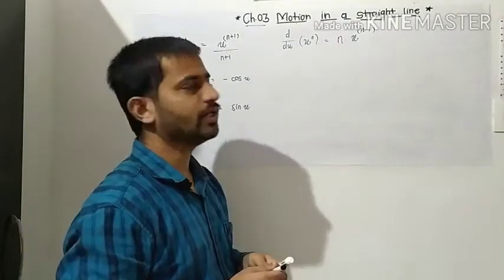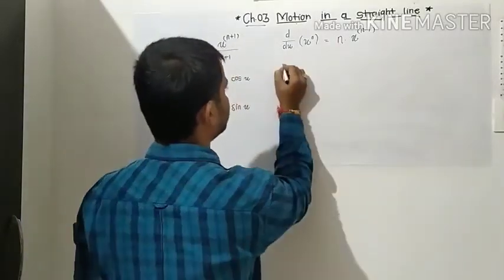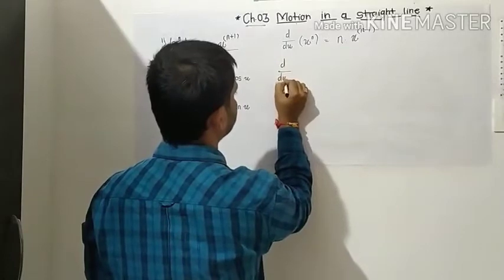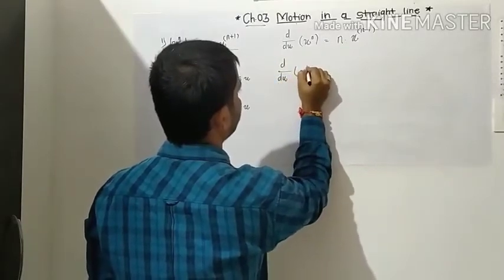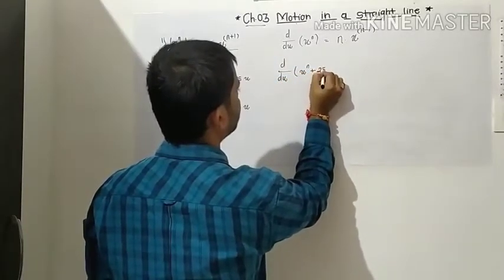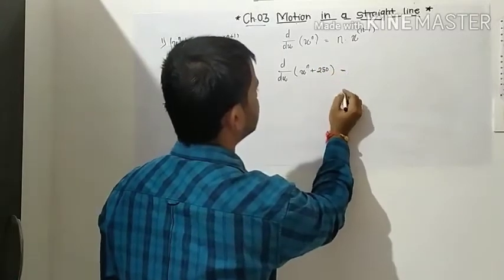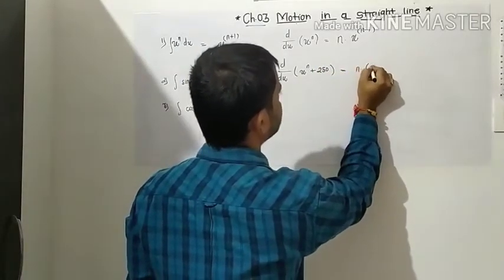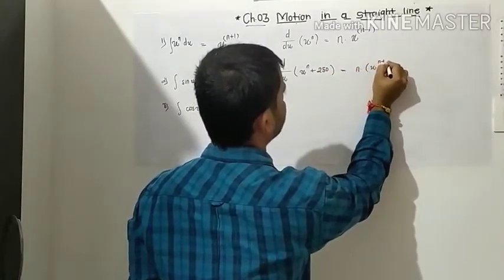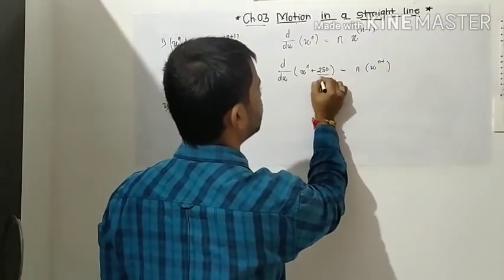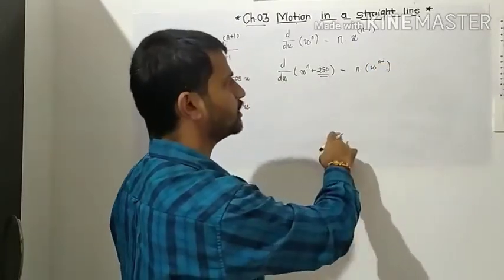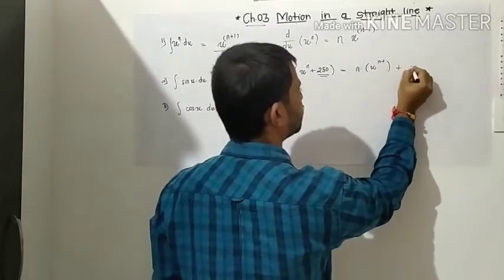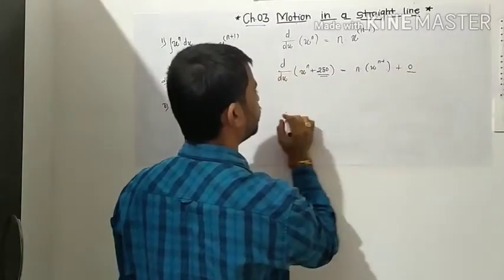But if we take d/dx of x raised to n plus 250, what is its answer? It is nothing but n x raised to n minus 1. Where is this 250? We know it is a constant and its derivative will be 0. So plus 0 we have to consider here.